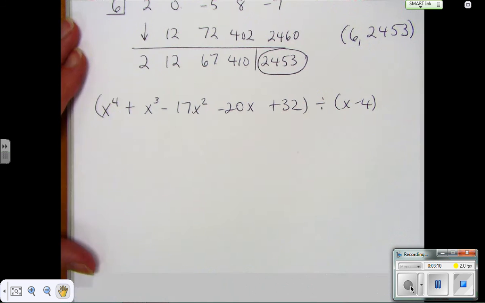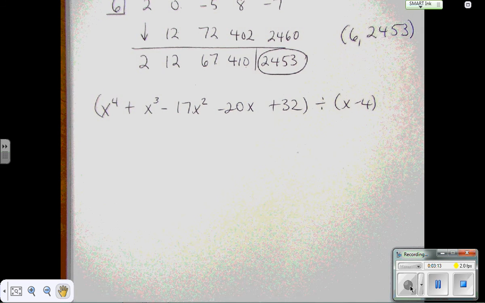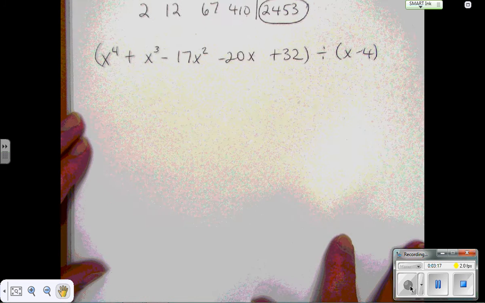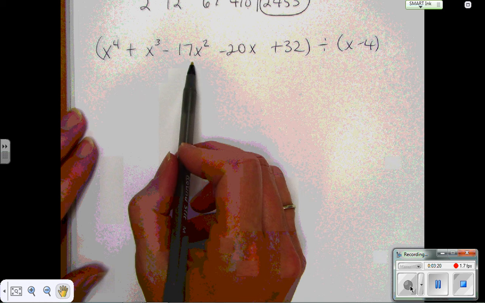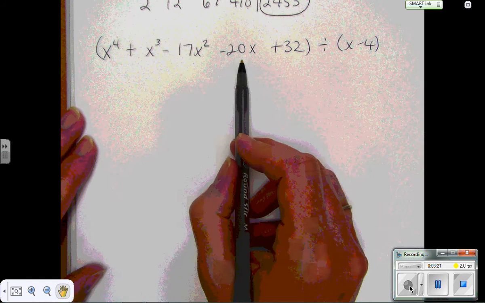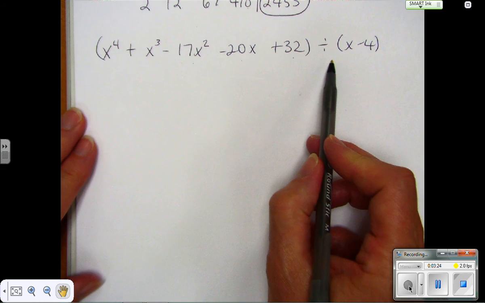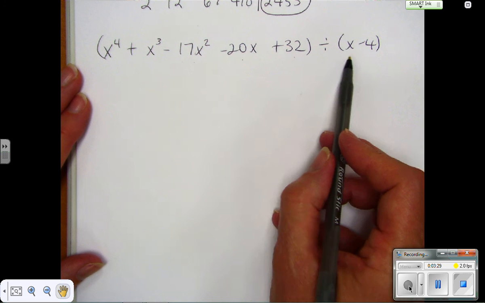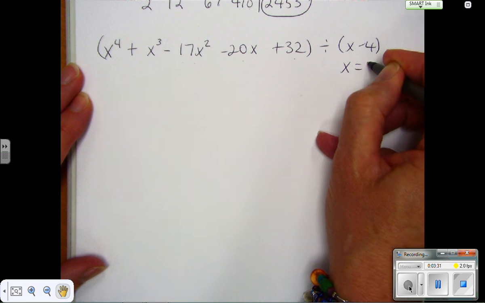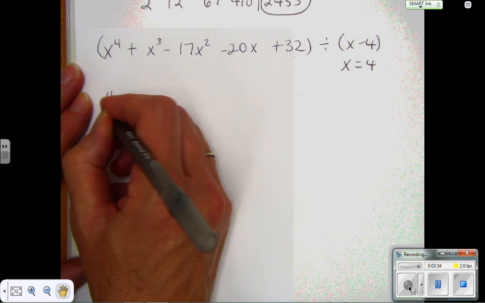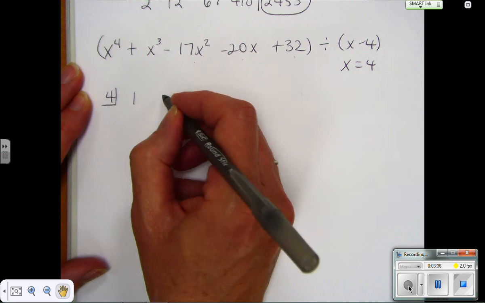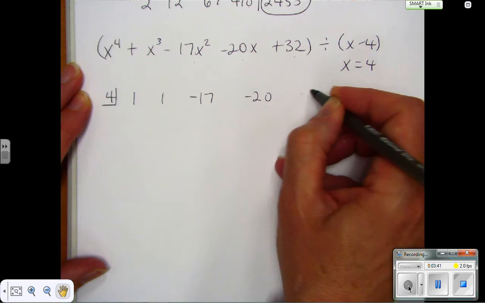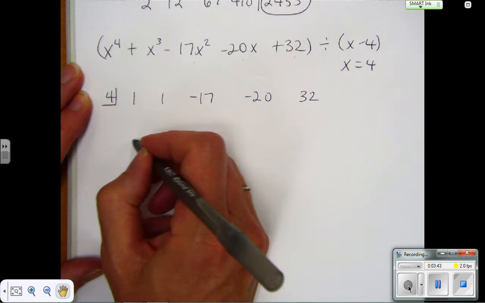Okay, so let's move on to the next part. Let's say we have this polynomial, x to the fourth plus x to the third minus 17x squared minus 20x plus 32, is divided by x minus 4. So I'm going to divide synthetically. That means I want to divide by 4. Okay, my coefficients are going to be lined out. I don't have any that are being skipped, so I don't need to worry about putting a 0 in place of anything. Bring down my first term.